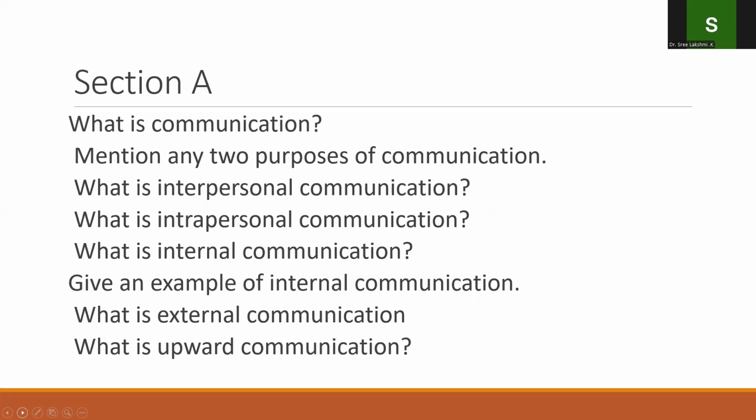is communication? Mention any two purposes or importance of communication. What is interpersonal communication? Give the meaning of intrapersonal communication. What is internal communication with example? Similarly, what is external communication with example?